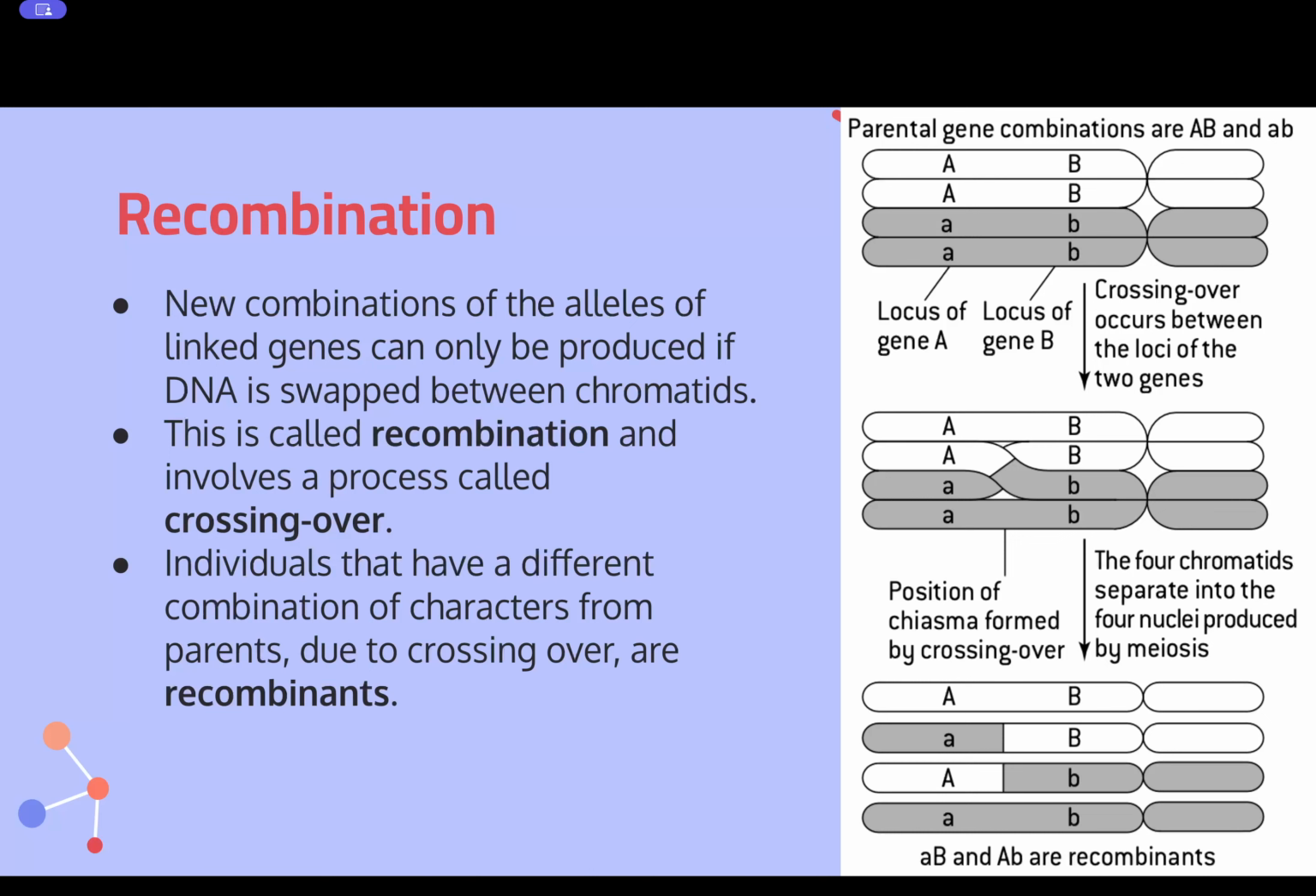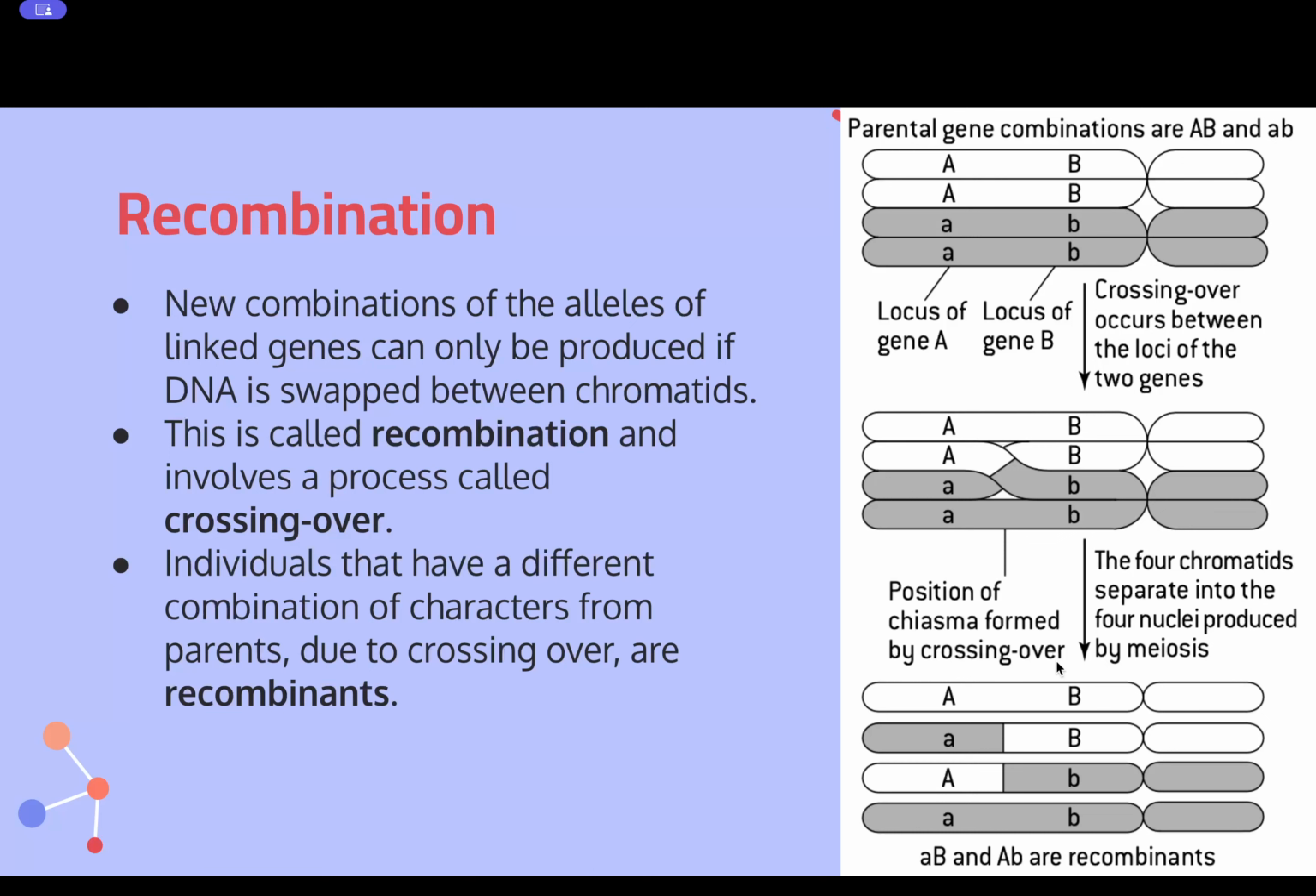So, for example, if your parent has a capital A, capital B, or a dominant homozygous A and B, and you have a heterozygous dominant A and recessive B, that means that there has been some crossing over or recombination happening, and you are therefore considered a recombinant. And by you, I mean your gene.